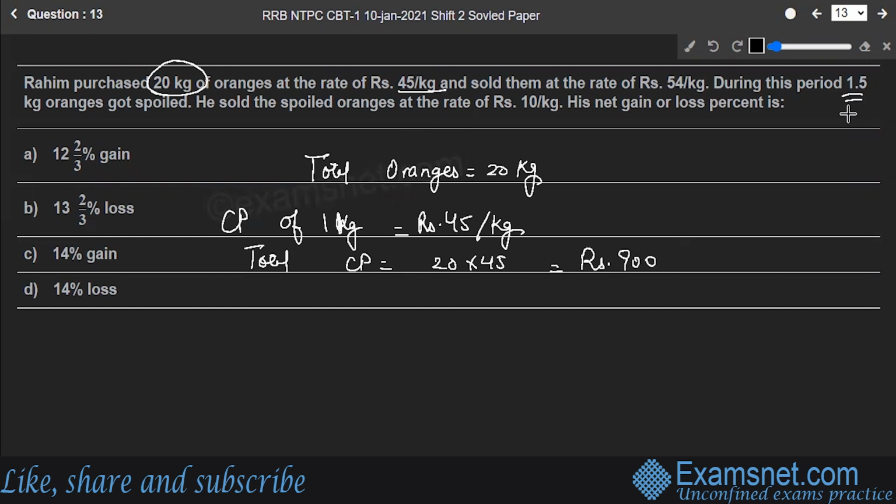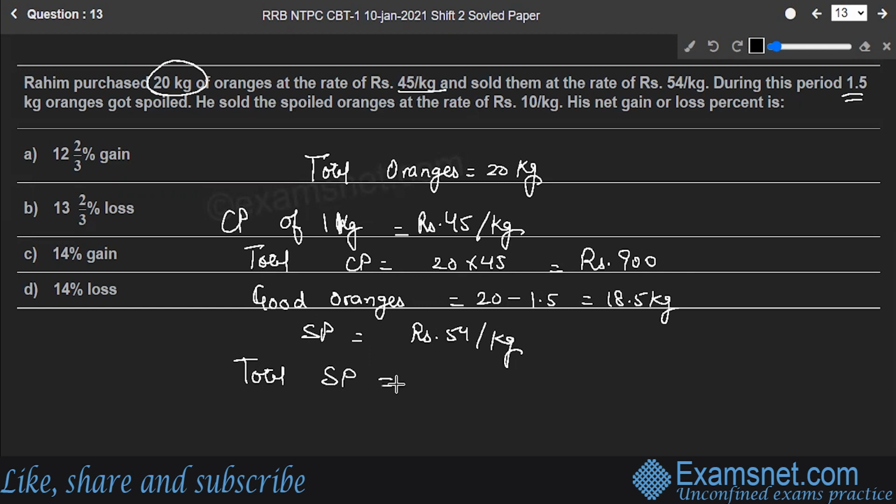Next, it says during this period, 1.5 kg oranges got spoiled. So good oranges were 20 minus 1.5, which is 18.5 kg, and the selling price was 54 rupees per kg. Total selling price is equal to 54 into 18.5, which is equal to rupees 999. Correct? Now you have to find out the net gain or loss.